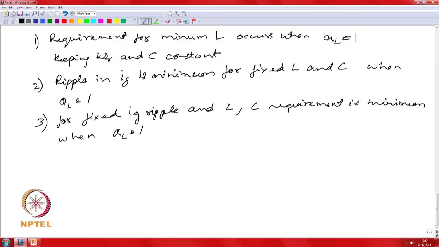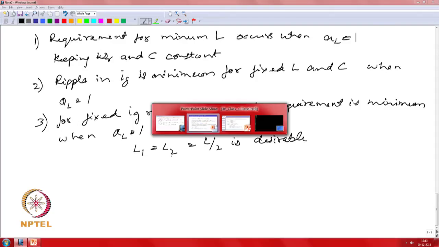So, from all these properties, it is seen that L1 equal to L2 equal to L by 2 is desirable. In a practical situation you may not be able to exactly make L1 equal to L2, because L1 might be a physical inductor that you add, and L2 might be the inductance of an interconnection transformer. You may try to make the values close, but you may not be able to make them match exactly, but you know what the desirable direction is.